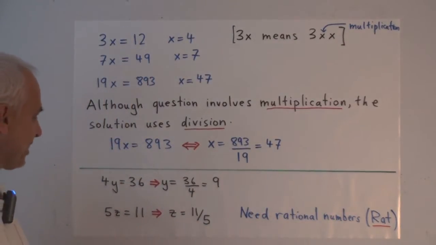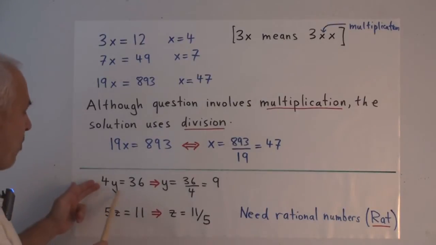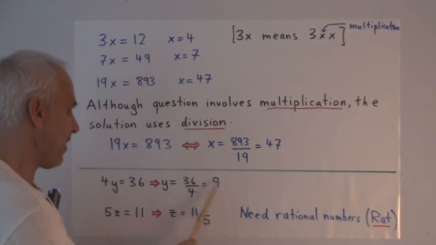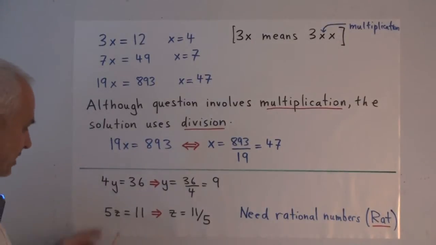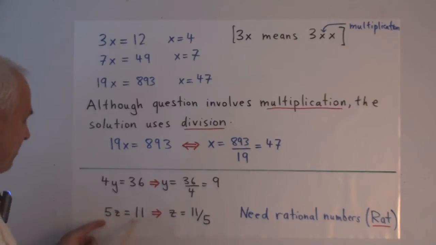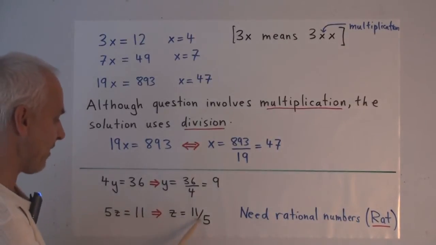Here are some other examples in the same kind of spirit. 4y equals 36. Well, then y equals 36 over 4, and that's 9. Here's another example. 5z equals 11, say. Dividing by 5, we get z equals 11 over 5.